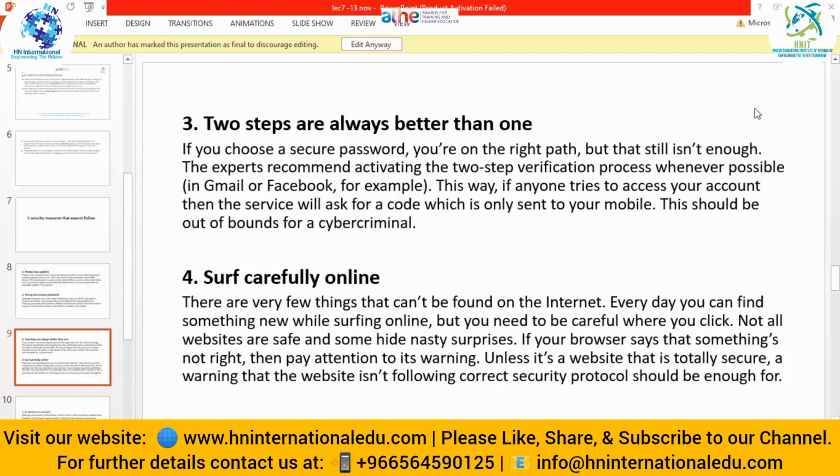Then there is surf carefully online. There are very few things that can't be found on the internet. Every day you can find something new while surfing online. Surfing means looking around on the internet, anything. But you need to be careful where you click. Not all websites are safe. Some hide nasty surprises. If your browser says that something's not right, then pay attention to its warning. Unless it's a website that is totally secure, a warning that the website isn't following correct security protocol should be enough for you.